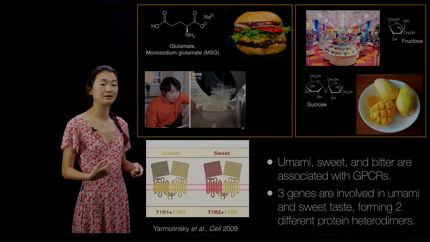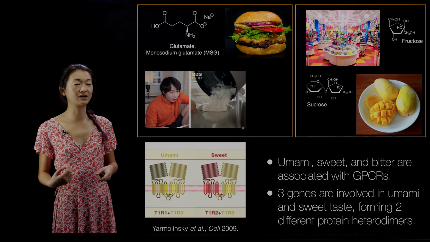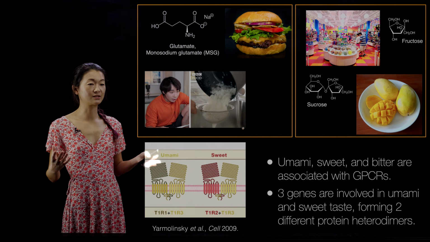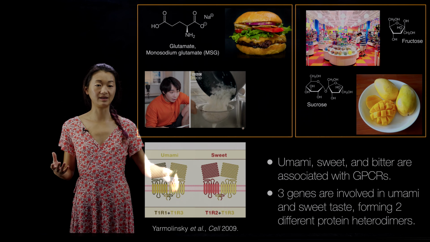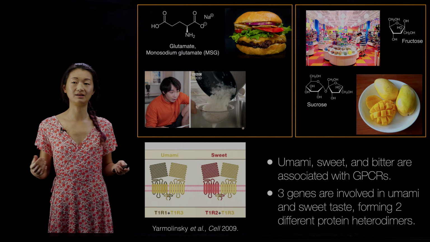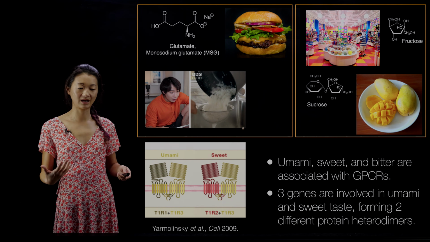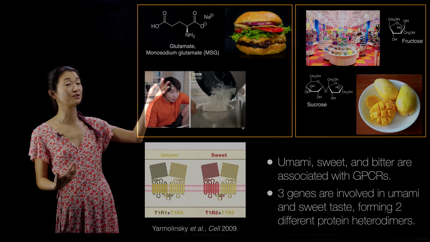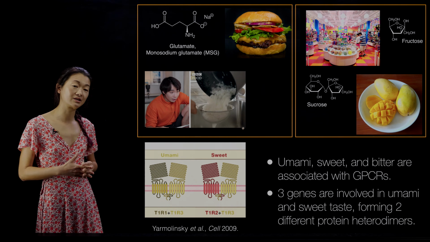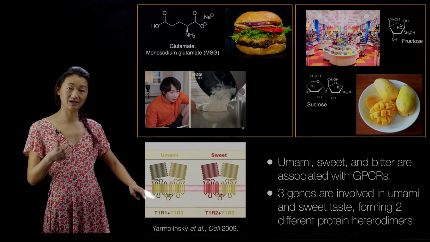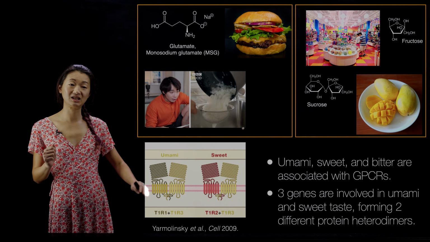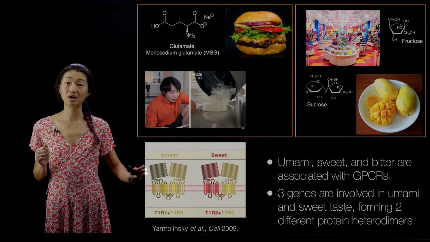So, let's first talk a little bit more about the umami and the sweet receptors. They are GPCRs, and there are actually 3 genes that form 2 different types of protein heterodimers that underlie your sense of umami and your sense of sweet. Your umami taste, like I said earlier, is for things that are protein rich, and glutamate is one of the amino acids, so you might want to have a taste receptor that is sensitive to glutamate, including monosodium glutamate, MSG, to make foods taste more savory. Now, the umami receptor is a heterodimer of T1R1 as one of the components, and T1R3 as the other component. If you instead take T1R3 and glue it together with T1R2, you have a sweet receptor.